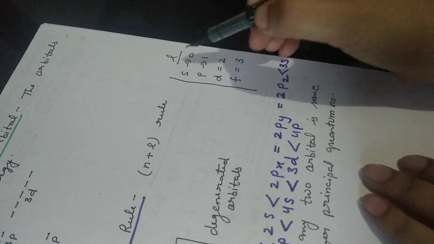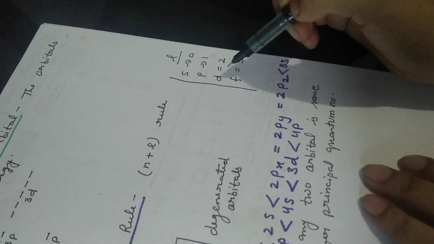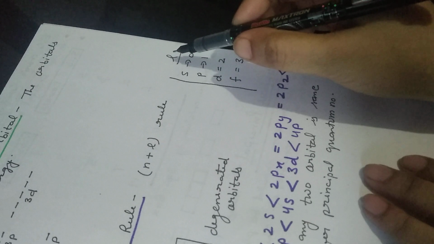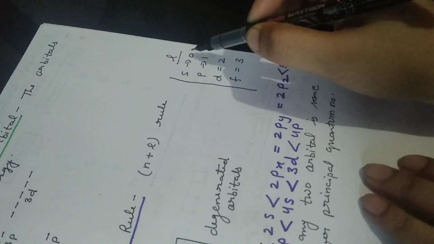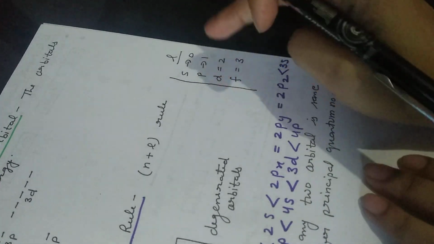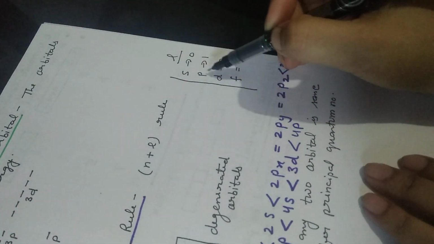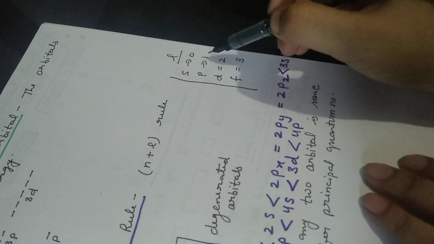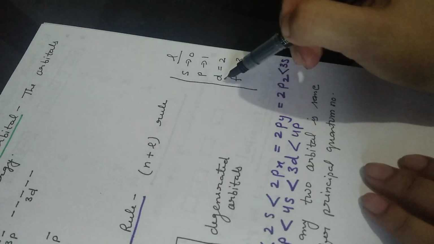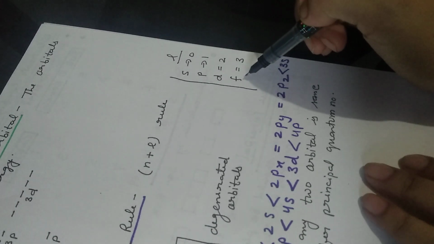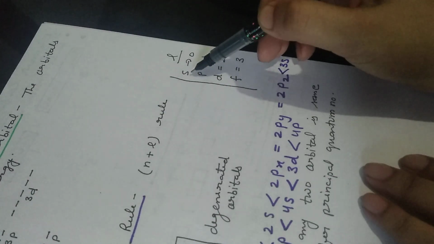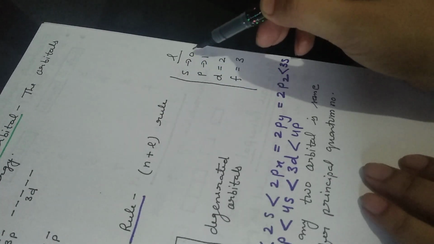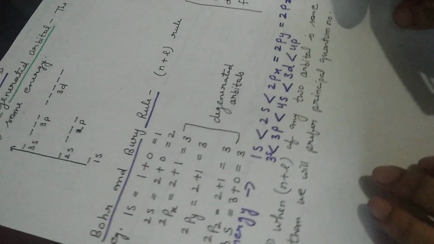Now we have to remember one thing: the azimuthal quantum number for s, p, d and f. For s, l will always be 0, whether it is 1s, 2s or 3s. For p orbitals, l will always be 1, for d orbitals it will be 2, and for f orbitals it will always be 3. So we have to remember this: for s, p, d and f it is 0, 1, 2 and 3.